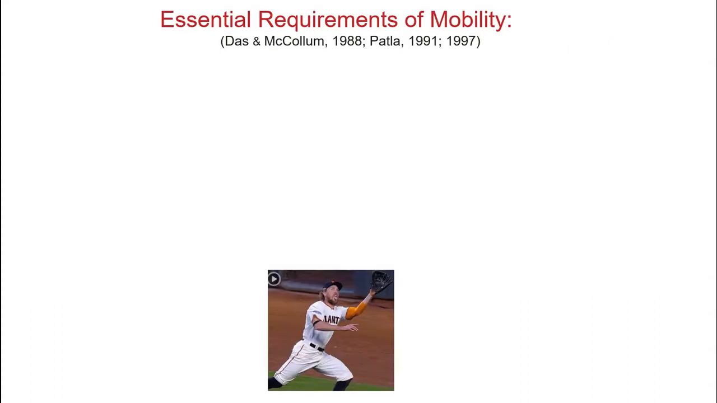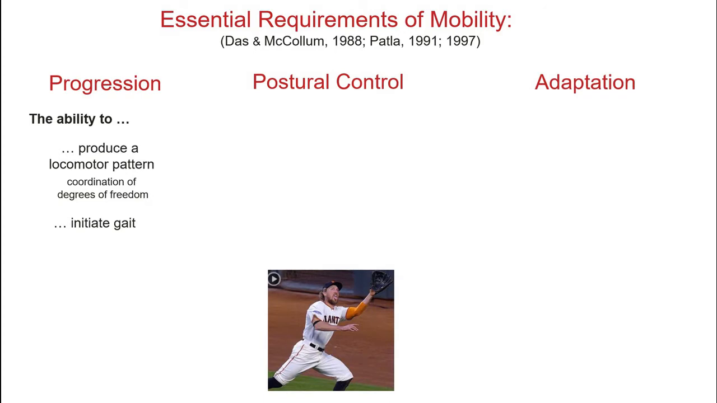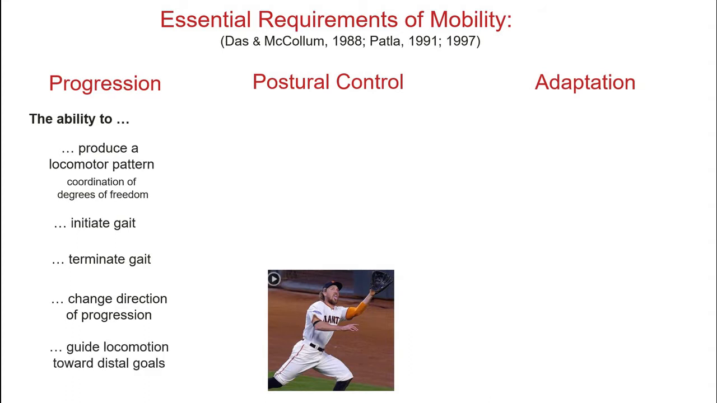If we wanted to create a list of the key characteristics that would capture the notion of mobility, what would we put on that list? The essential aspects of mobility can be taken to be progression, postural control, and adaptation. Progression includes the ability to produce a locomotive pattern, to initiate gait and terminate gait, to change the direction of progression, and to guide locomotion towards distal goals.